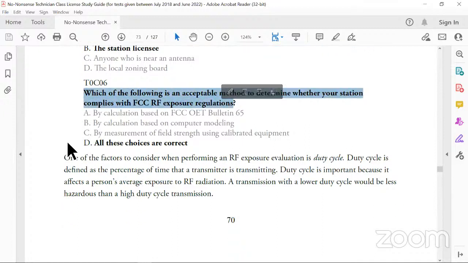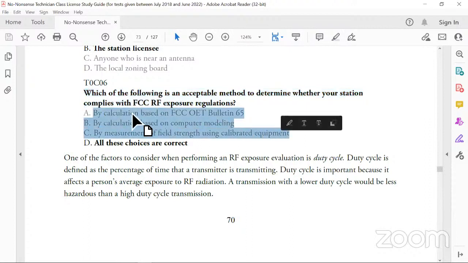All right, which of the following is an acceptable method to determine whether your station complies with the FCC RF exposure regulations? Well, all of these are correct. You either calculate it based on that bulletin called the FCC OET Bulletin 65, you use a computer modeling online calculator, or you use an instrument called a field strength meter that is calibrated for such.